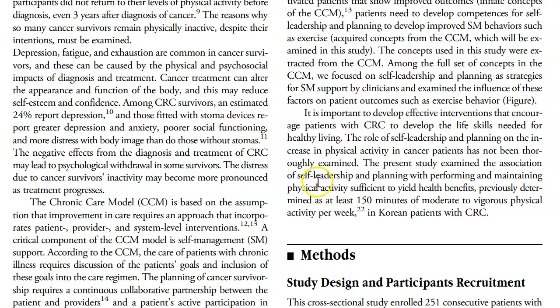So the independent variables or the study factors are going to be self-leadership and planning. Now, they're going to actually have some way of defining that, and we'll see that a little bit farther down when we look at the methods and the results. And then our response variable, or our dependent variable, is the ability to perform and maintain physical activity sufficient to yield health benefits, as defined by at least 150 minutes of moderate to vigorous physical activity per week.